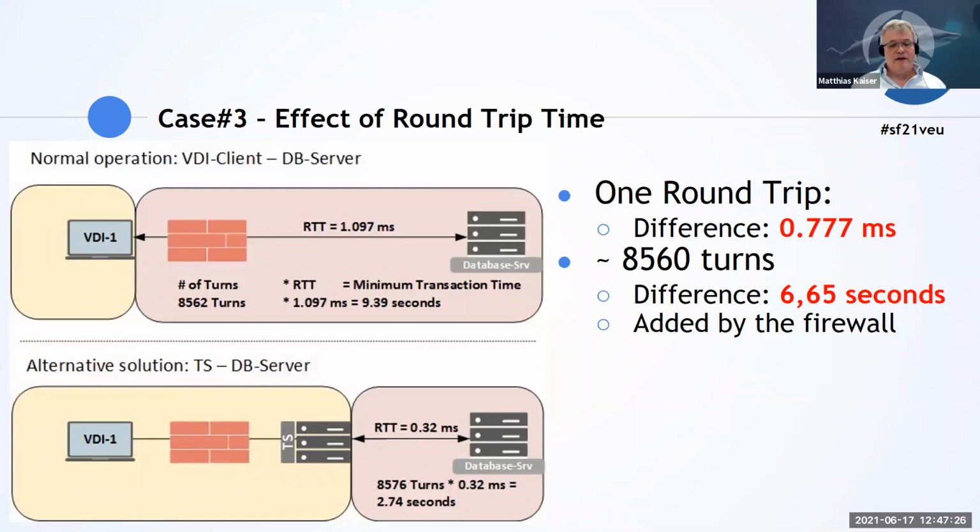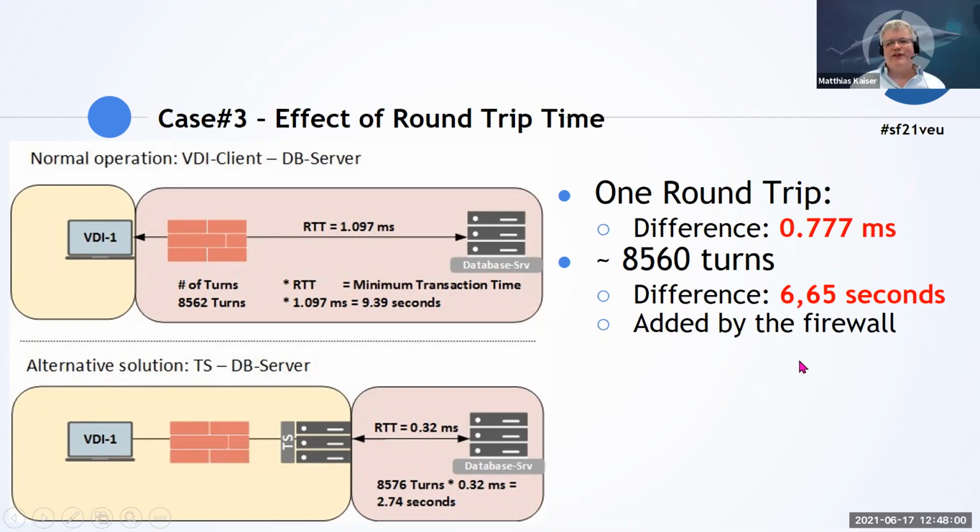Goodness gracious. Now, that means the impact of a firewall can get quite high if we end up with a chatty application. And database traffic, SQL, can become chatty, depending on the art of programming. The programmers of the application decide how many application turns are used or not. 6.6 seconds just by the firewall.